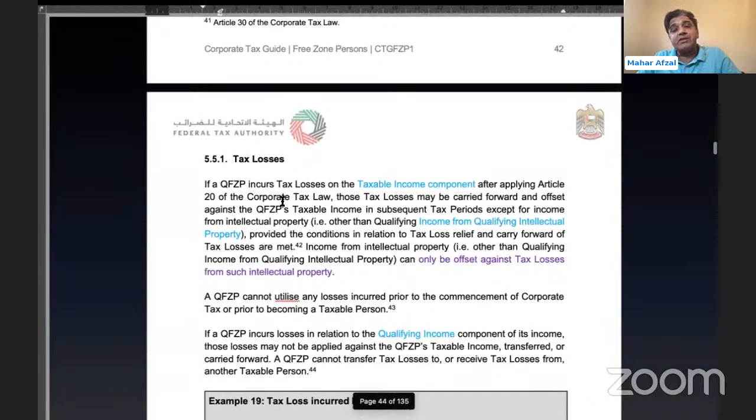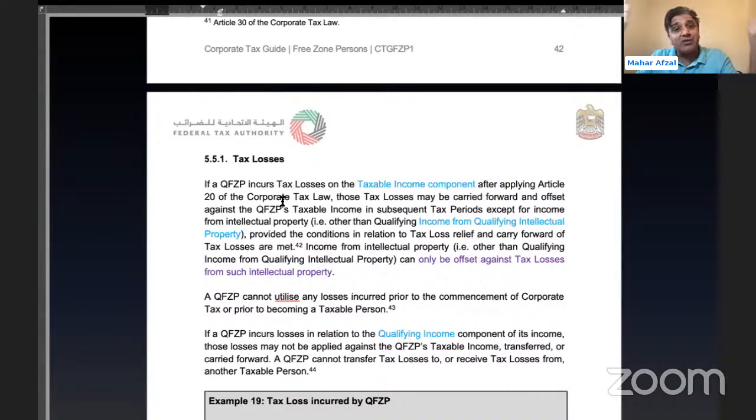Tax losses. This is important. Now the qualifying free zone person can have tax losses as well. There is a possibility that this loss pertains to the taxable income component, exempt income component, or qualifying intellectual property, or a qualifying income component. Basically, various components are there. There is a possibility that you can make the losses.